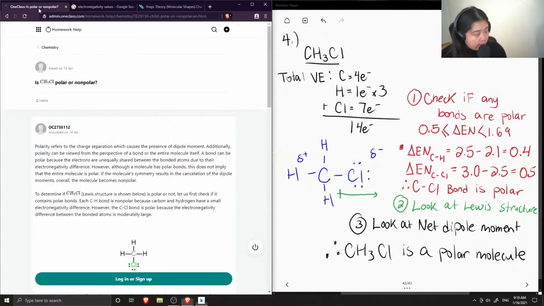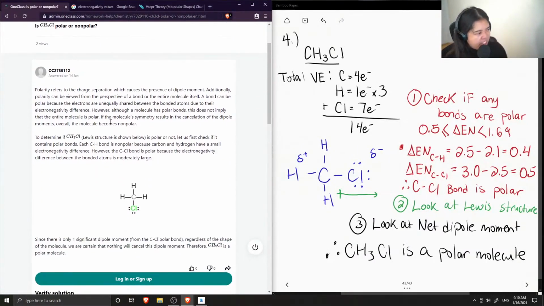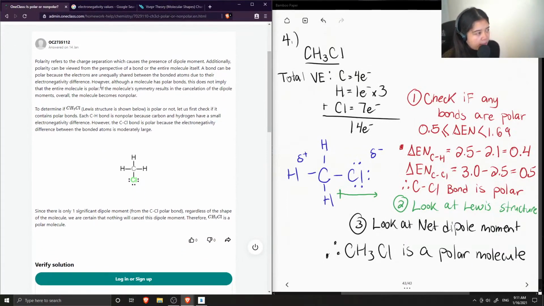Okay, so now let's see what the junior tutor said. Polarity refers to the charge separation, which causes the presence of a dipole moment. Additionally, polarity can be viewed from the perspective of a bond or the entire molecule itself. A bond can be polar because the electrons are unequally shared between the bonded atoms due to their electronegativity difference. However, although a molecule has polar bonds, this does not imply that the entire molecule is polar. If the molecule's symmetry results in the cancellation of the dipole moments, overall the molecule becomes nonpolar.